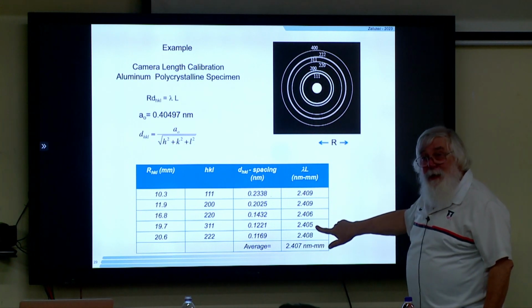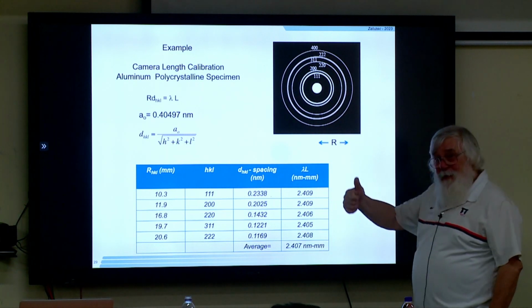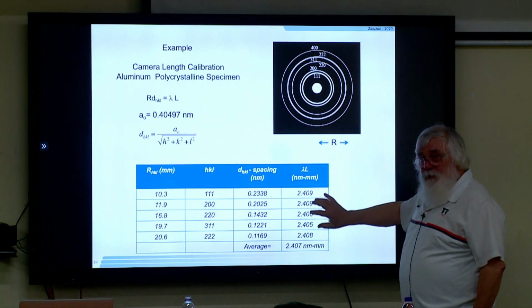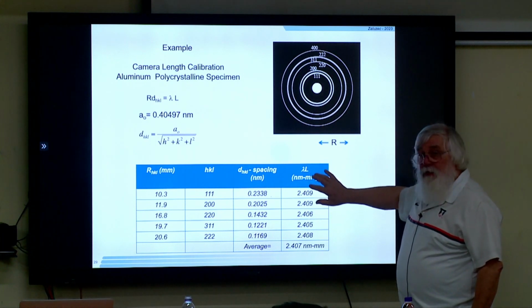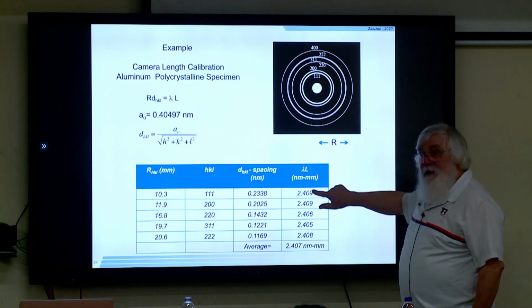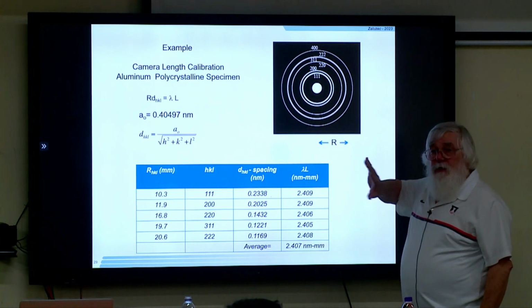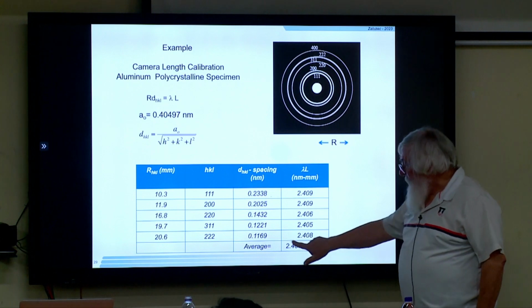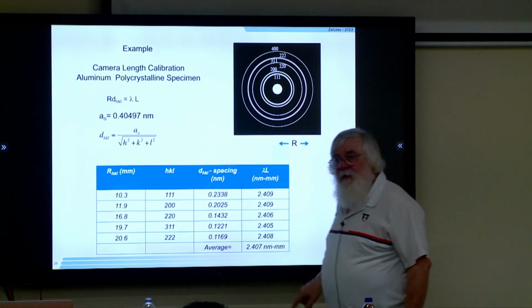Notice it's nearly constant. It should be. All right? What's going to change? What will change is if I go to a different accelerating voltage or a different camera length. But that's now a constant. I've now calibrated my instrument for the conditions I've got. That's the magic number. All right?